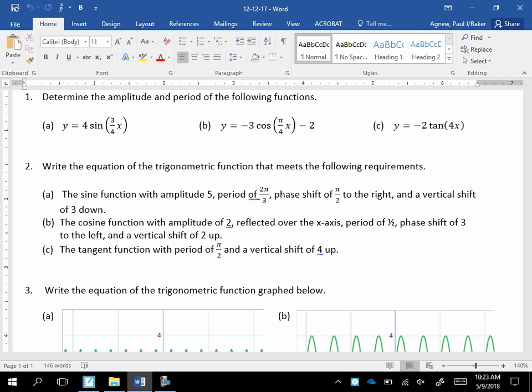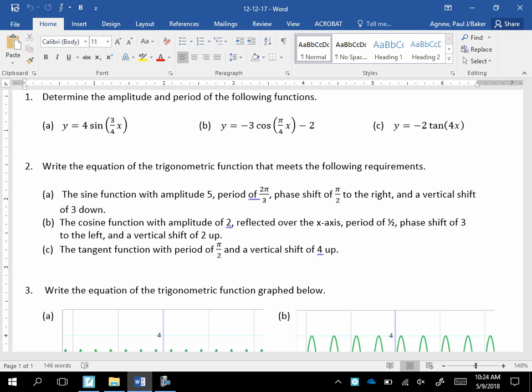And then what would the period be for 1c? Pi over 4. Good. So now instead of all the branches of tangent having a length of pi units, now it's going to be a length of pi over 4 units. So it's really going to be compacted now. Okay. All right. Everybody good with 1c?